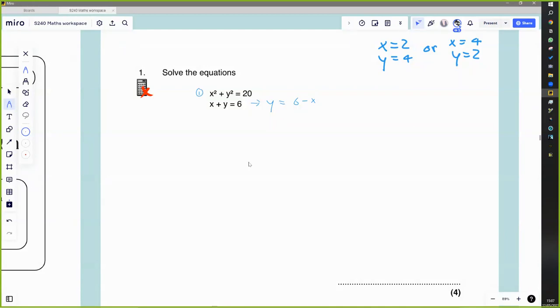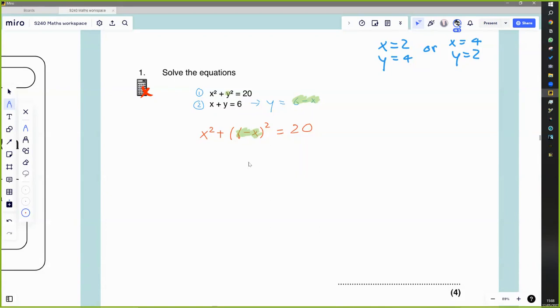So if I say this is equation 1, this is equation 2, I'm going to put equation 2 into equation 1. So that would mean that I write the x squared, and then instead of writing y squared, I write (6 minus x) squared, because that is y. This 6 minus x is what y is, and I'm writing it instead of y up here. I write 20 equals 20, and the great thing about this is I now have an equation with only one variable in it.